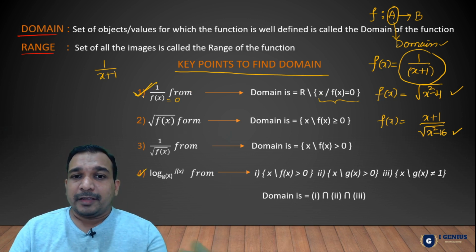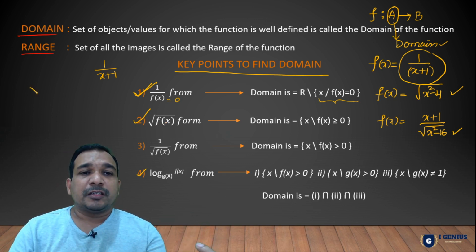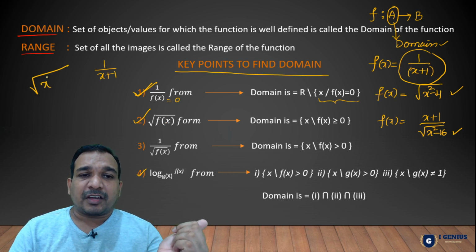Second one, if it is given like square root of f of x, that is, inside the square root a function is given, suppose like this, square root of x square minus 4.